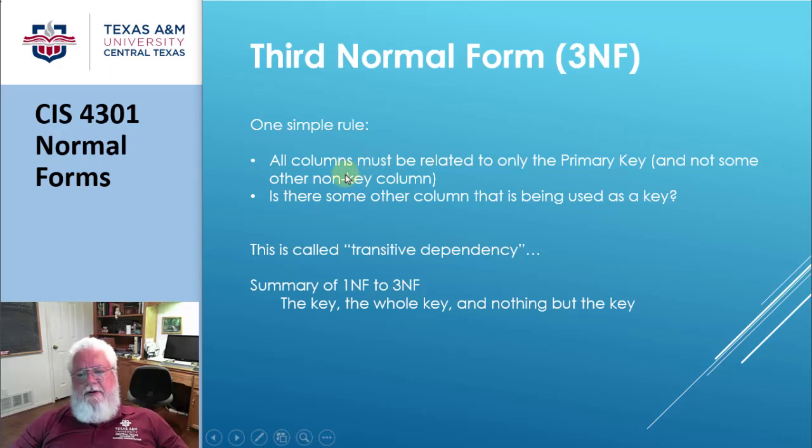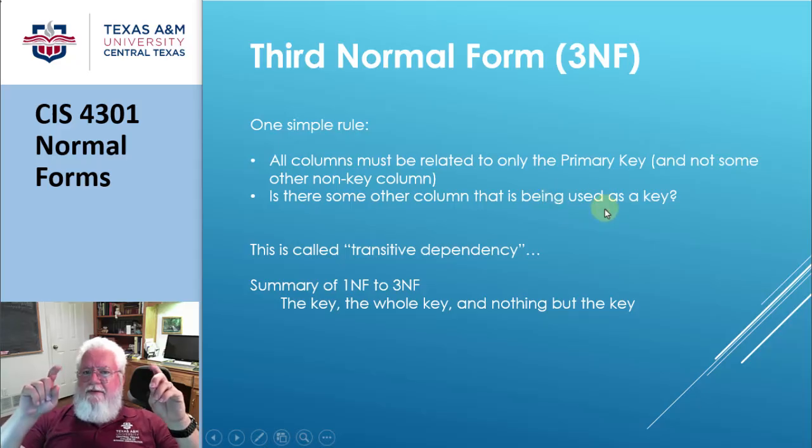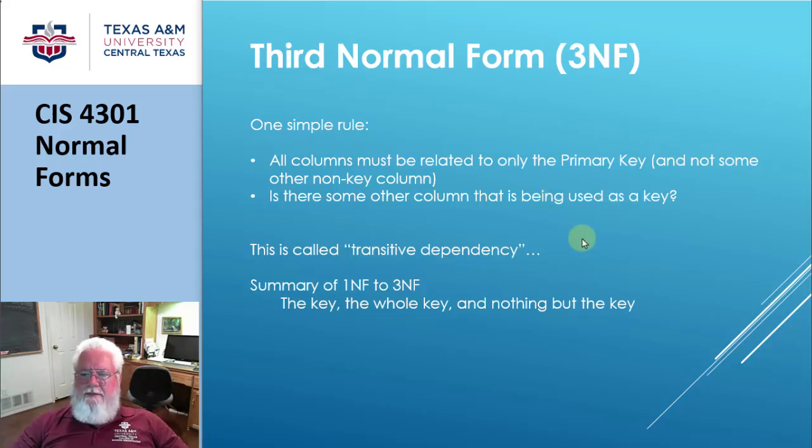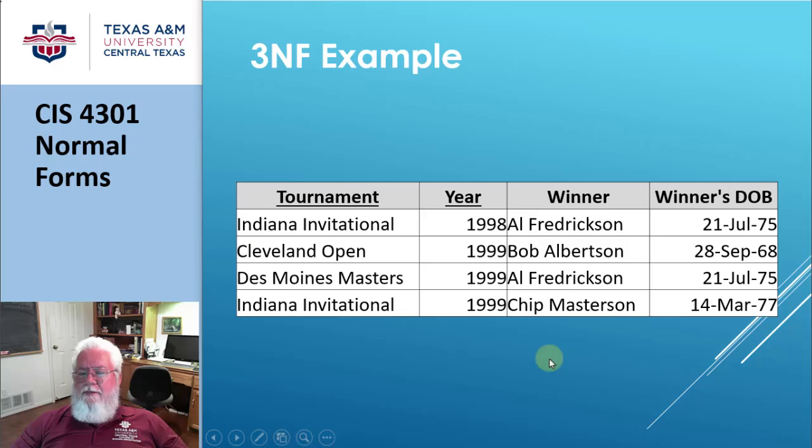So the rules are that all columns have to be related to only the primary key. You can't have another column in there. You can't have another hop in the thing. So if some other column is being used as a key, that would be a violation, a transitive dependency. So here's a cool thing that they talk about. If you're trying to describe the first three forms, it's the key, the whole key, and nothing but the key. That's kind of cute.